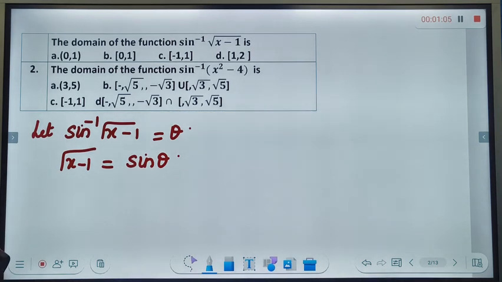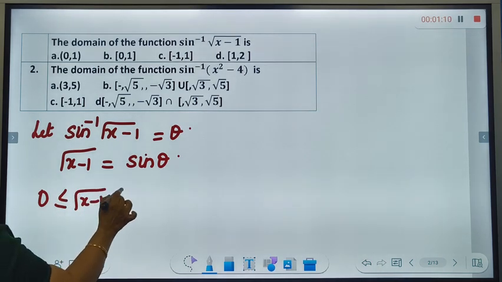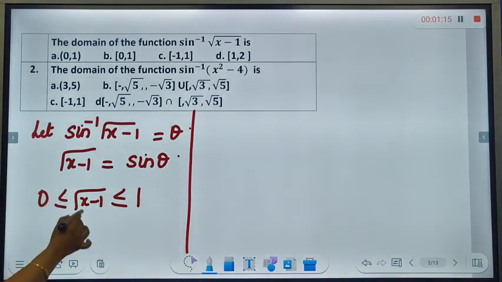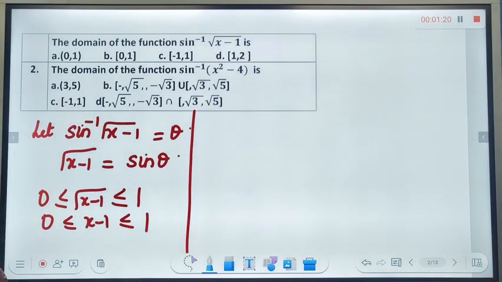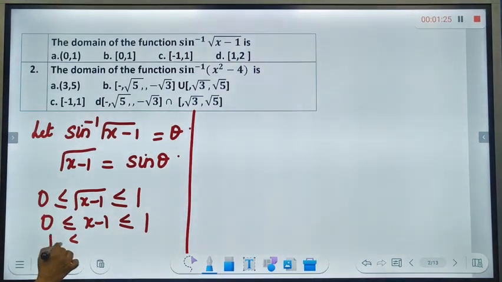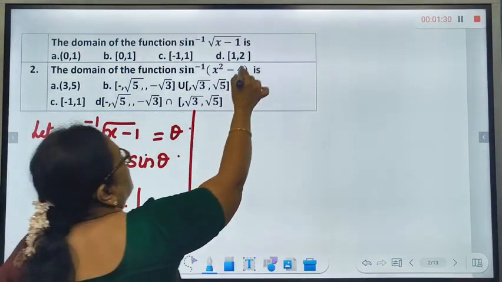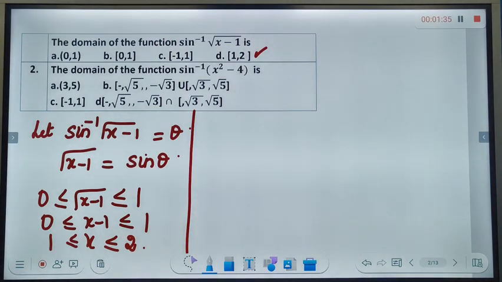You know that square root is always a positive quantity. So 0 is less than or equal to root of x minus 1, which is less than or equal to 1. On squaring, this gives you 0 less than or equal to x minus 1 less than or equal to 1. Adding 1, we get 1 less than or equal to x less than or equal to 2. So the correct answer is 1 less than or equal to x less than or equal to 2, which we can write as a closed interval 1 comma 2.